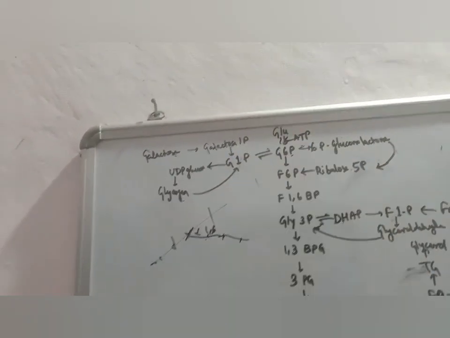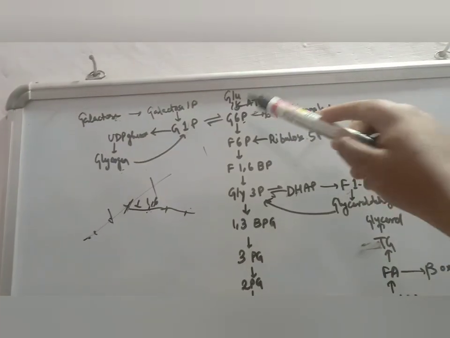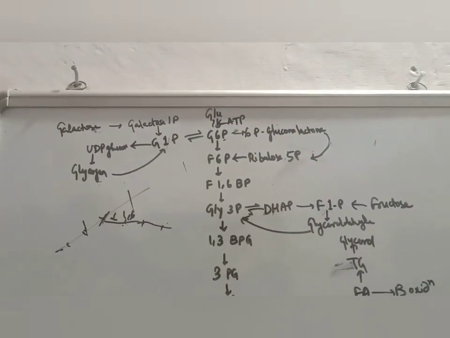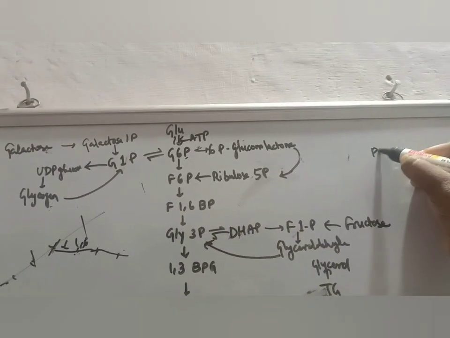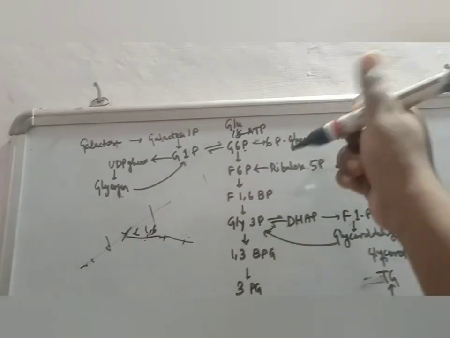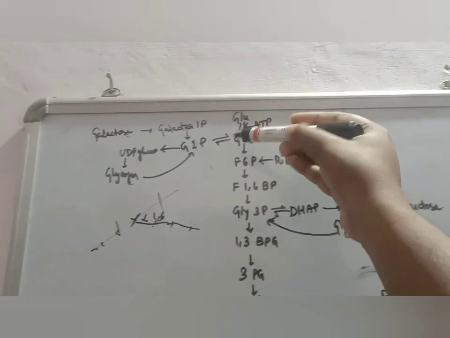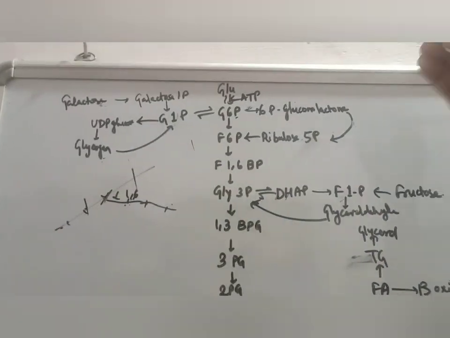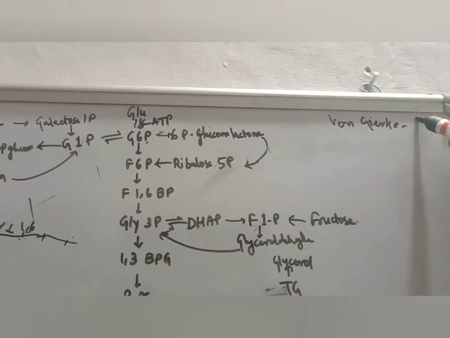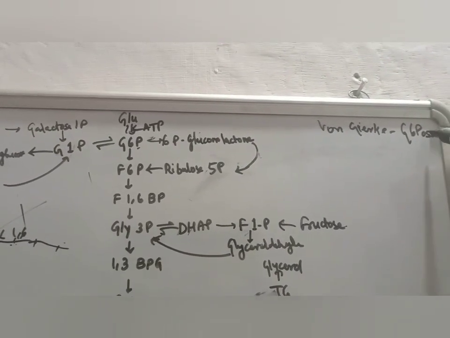Now why I wanted to tell you is that from glucose 6-phosphate to glucose, that enzyme is what? Glucose 6-phosphatase. That is, you have to break down glucose 6-phosphate. What will you get? You will get glucose. And if there is a deficiency of the enzyme glucose 6-phosphatase, then that disease will be known as what? Von Gierke disease. Von Gierke disease is what? Glucose 6-phosphatase deficiency, not the hexokinase. This is the reverse. Glucose 6-phosphatase deficiency.